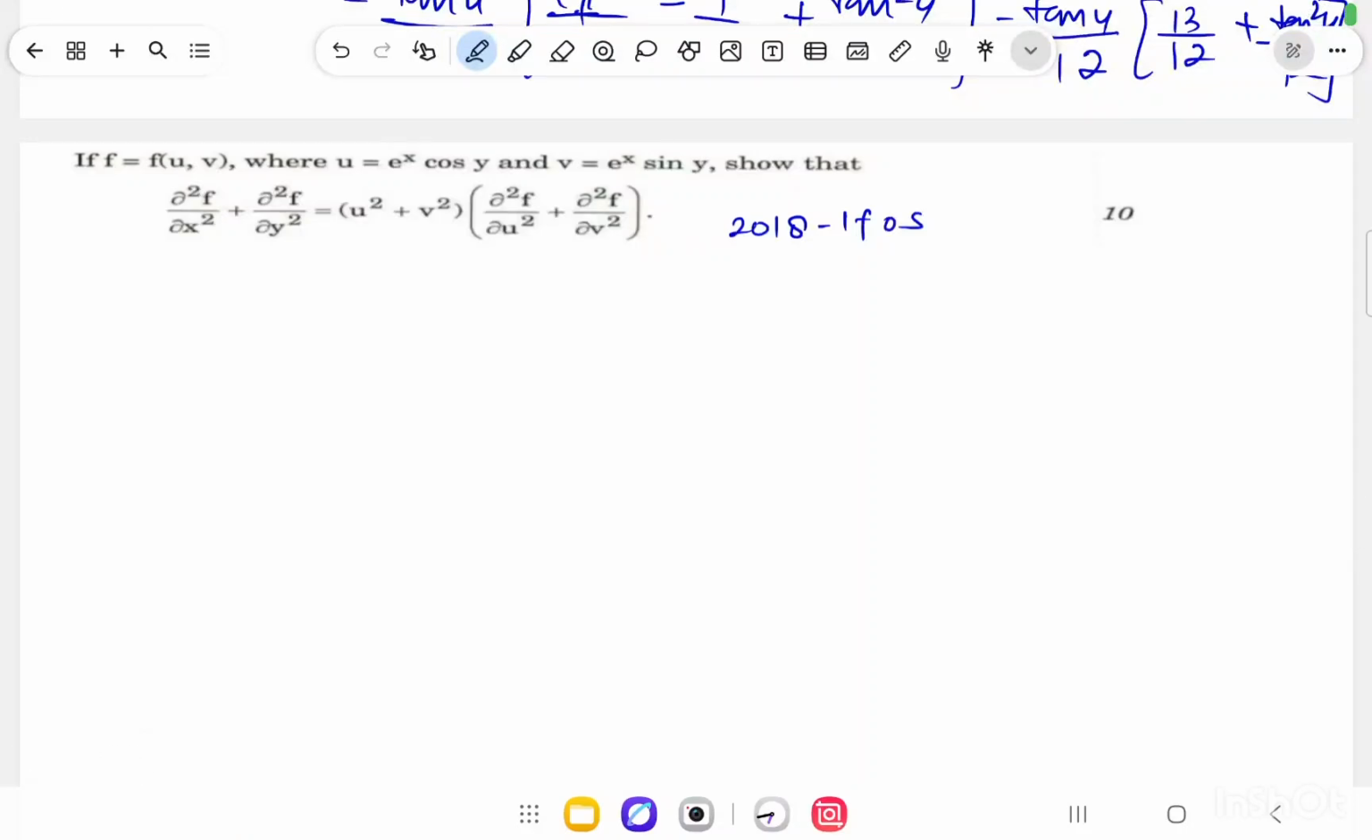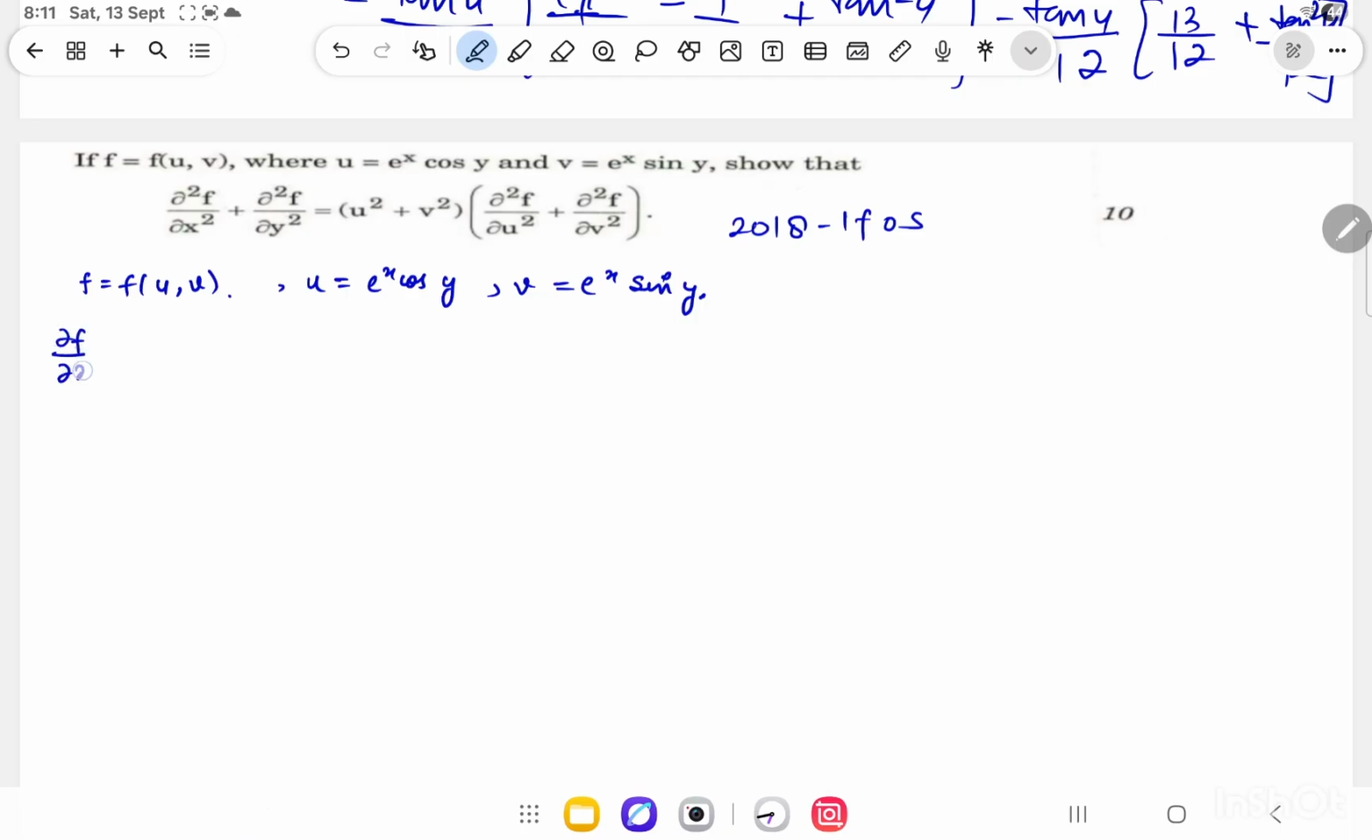So let us discuss remaining questions of partial derivative. This question says that f is a function of u comma v, where u is e raised x cos y, and v is e raised x sin y, and we're supposed to prove this relation. For that, first we need to calculate del f by del x.